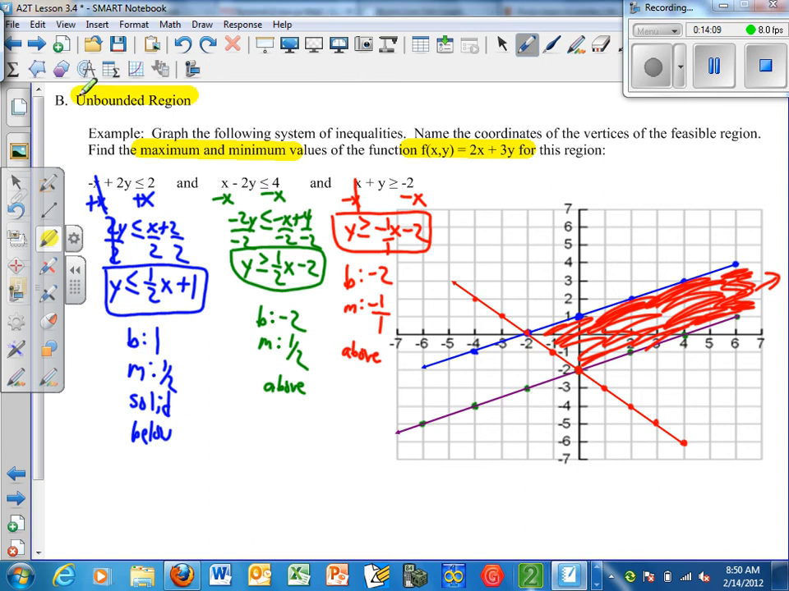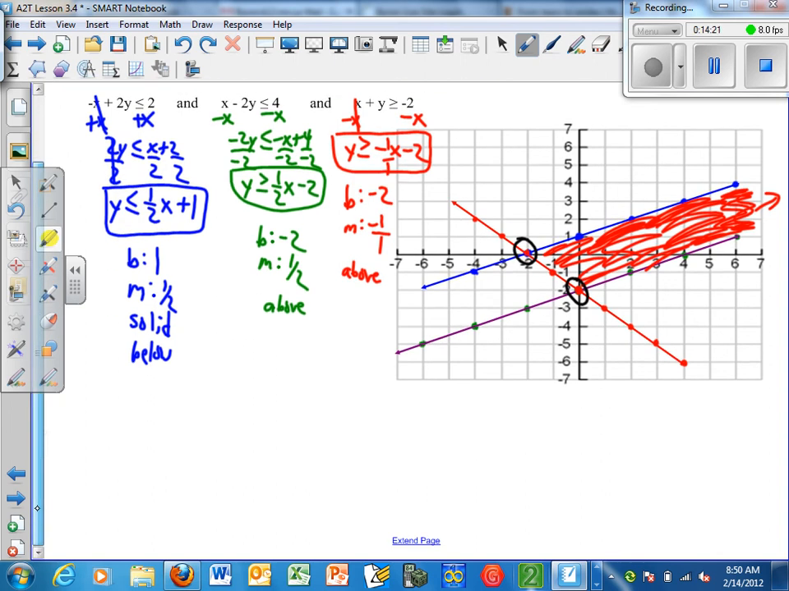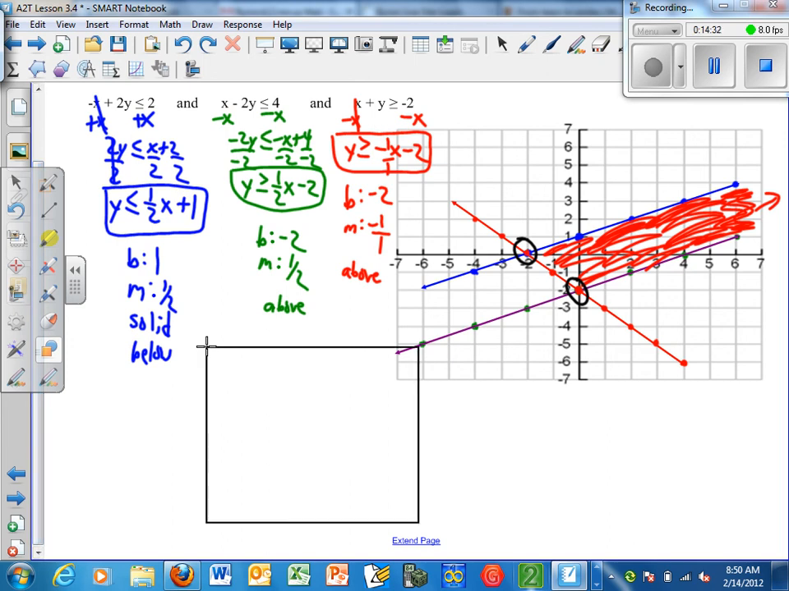Okay? Now we still need to do, so we really only have intersection points. We have these two. Here and here. Okay, so we're going to make a table again. So let me grab my shape. And I'll grab a rectangle. Let's make a table here.